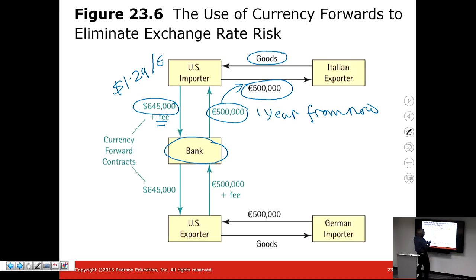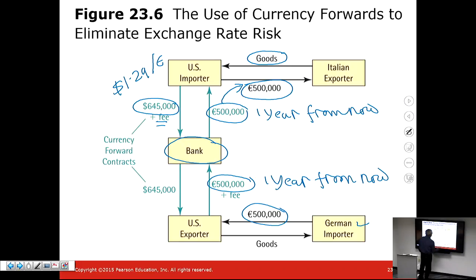Simultaneously, a US exporter may be coming to the bank and saying, well, a year from now, I'm expecting a 500,000 euro payment from a German company. So a year from now, I will sell you 500,000 euros.